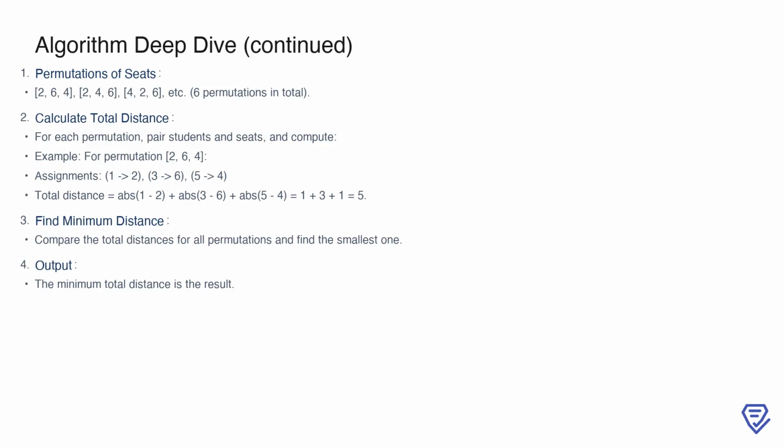Take the permutation 2, 6, 4 as an example. The assignments would be 1-2, 3-6, and 5-4. The total distance is the sum of the absolute differences, abs(1 to 2) plus abs(3 to 6) plus abs(5 to 4), which equals 1 plus 3 plus 1, giving us a total of 5. We repeat this process for all permutations, comparing the total distances to find the smallest one. The permutation that yields the smallest total distance gives us the optimal arrangement, and the corresponding distance is our result.